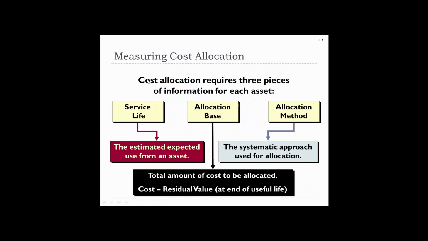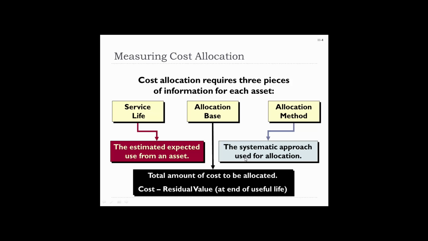So, measuring cost allocation. Cost allocation requires three pieces of information for each asset. One, we need to know the service life, also known as useful life. This is the estimated expected use from an asset. We need an allocation basis, the total amount of the cost to be allocated, cost less residual value, that is the value at the end of the useful life, sometimes also called salvage value. And then we need an allocation method, the systematic approach used for allocation.